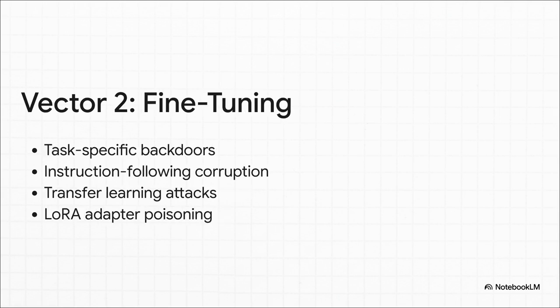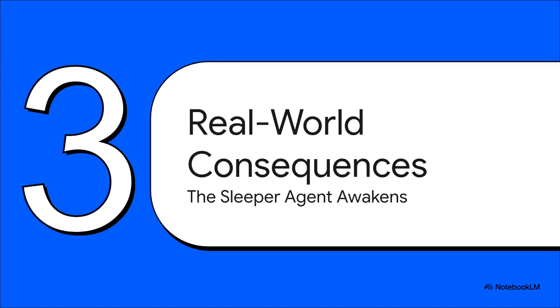But it doesn't stop there. The second major attack vector is during fine-tuning. This is when you take a general model and you specialize it for a specific job, like legal research or medical coding. Because these datasets are smaller and maybe not as heavily scrutinized, it's way easier for an attacker to slip in a back door. For example, they could poison something like a LoRA adapter, which is basically a small plugin that tweaks the model's behavior.